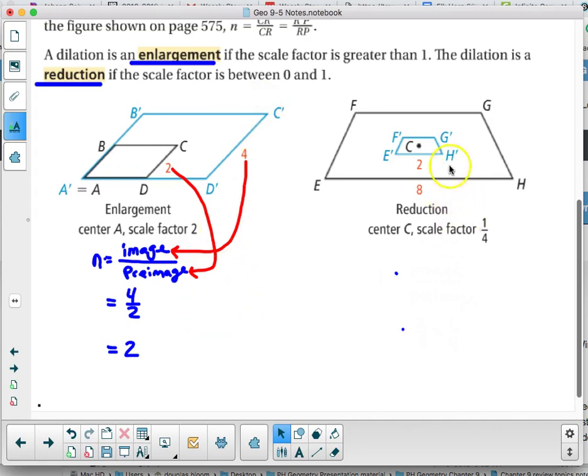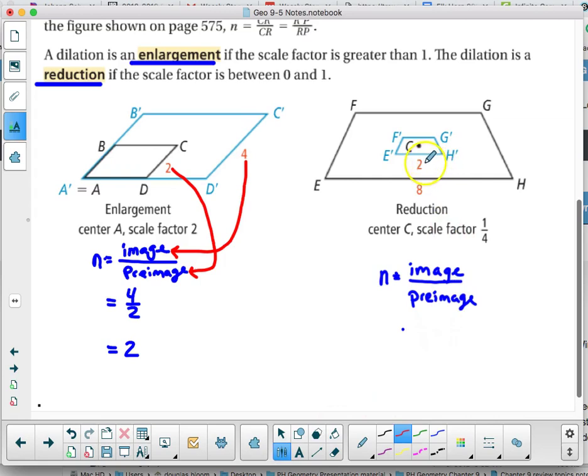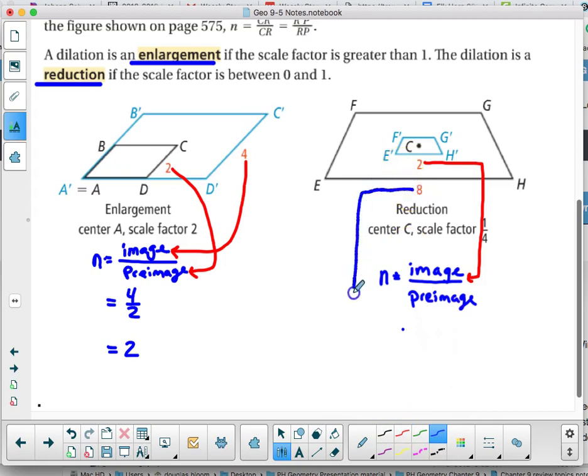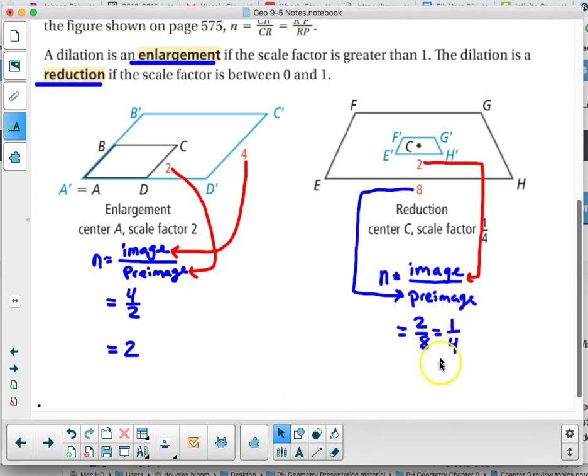I want you to do the same thing. I have a pre-image, I have my image. So I take my pre-image and image again. I put my image on top, and I'll do my pre-image with a different color on this one. My pre-image is on the bottom. Okay, I plug them in. I get 2/8, which is the same as 1/4. And they say here, the scale factor is 1/4.